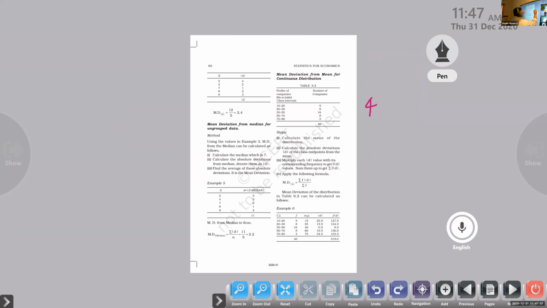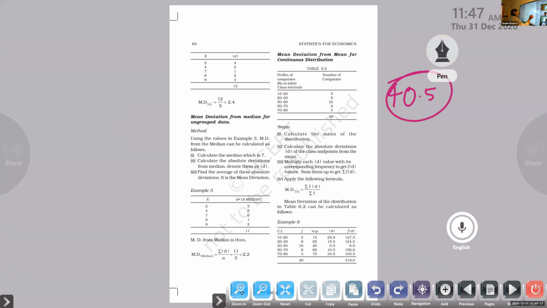40.5 is the mean. Now we want to find the deviation, right? Clear or not? Okay. So calculate the absolute deviations D of the class. D, you know that it is an absolute value. No signs are there. So of the class midpoints from the mean. Okay. So here, come back.